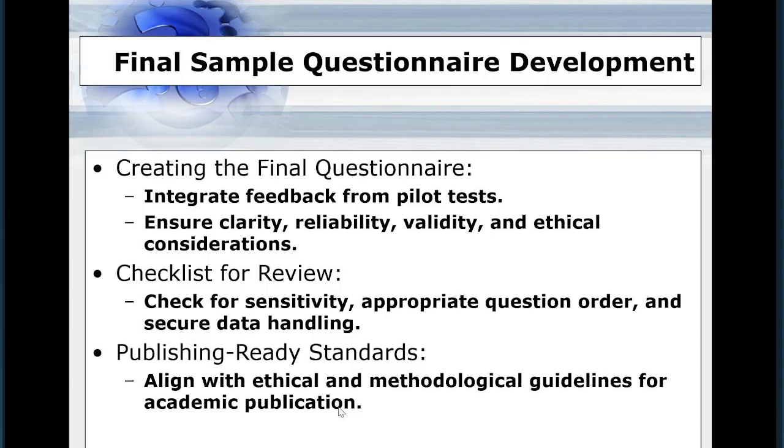Review each question for clarity, ensuring it aligns with study objectives and supports reliable, valid data collection. Verify that sensitive topics are handled with care, respecting respondent privacy through measures like anonymity and confidentiality. Use a checklist to ensure that each element, reliability, sensitivity, flow, and ethics is addressed. This comprehensive approach will create a questionnaire that is publication ready, meeting standards for academic research and aligning with best practices for participant respect and data integrity.